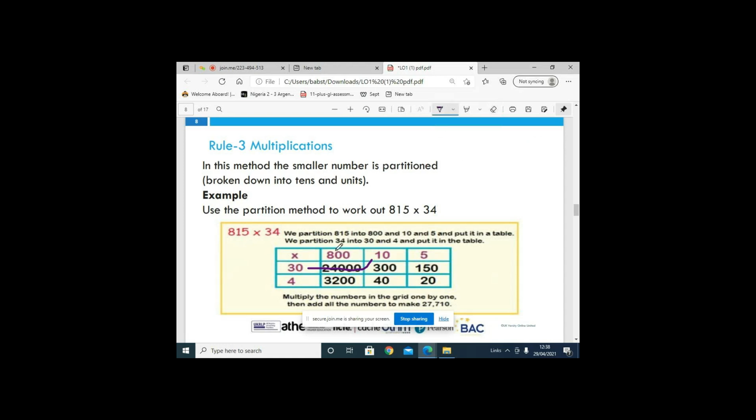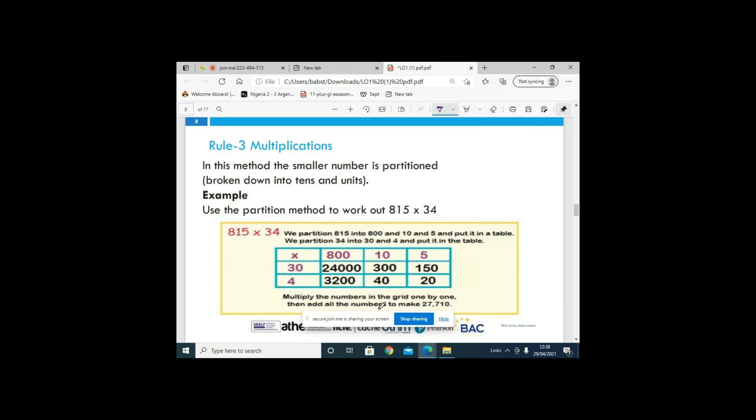So then another one is this. 30 times 5. Just 3 times 5 is 15. Then you put the 0 there. That's 150. So you do the same thing for 4. 4 times 8. That's 32. You add the 2 zeros there. 3200. 4 times 10. That's 40. 4 times 5 is what? 20. So that's how you put it there.